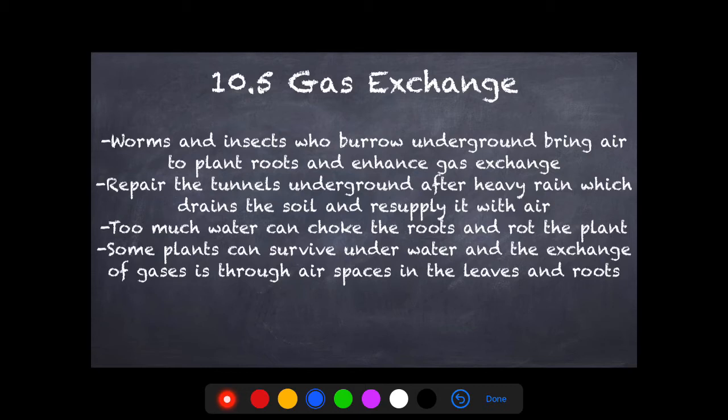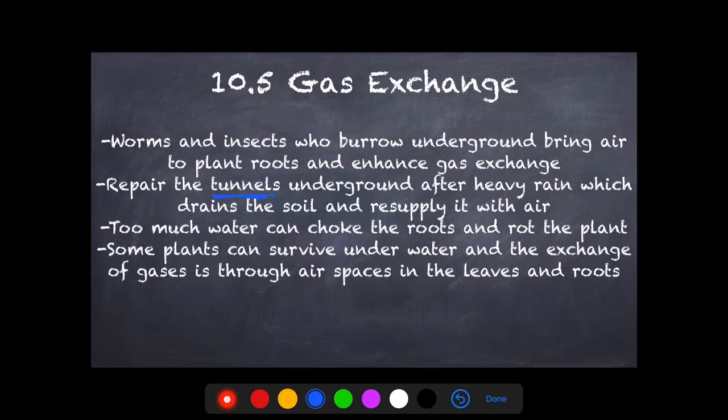Another thing about gas exchange is that worms and insects that live in the soil can help bring air to the plant roots to help gas exchange occur. Whenever you see a worm or some kind of bug that lives in the ground, they make tunnels underground. When they build these tunnels, they're providing a pathway for air to come into the soil and to the roots. Sometimes this can be a good thing, sometimes it can be a bad thing.